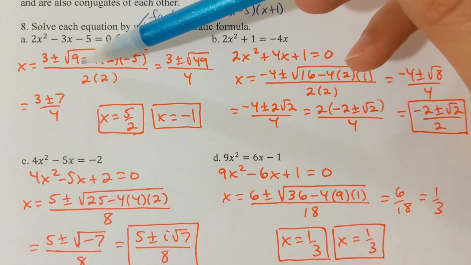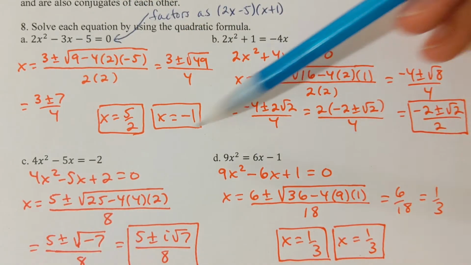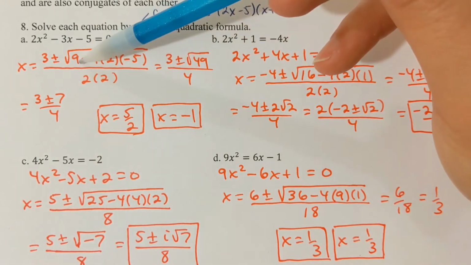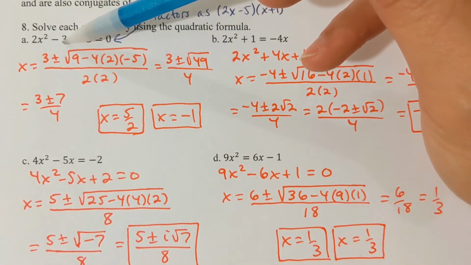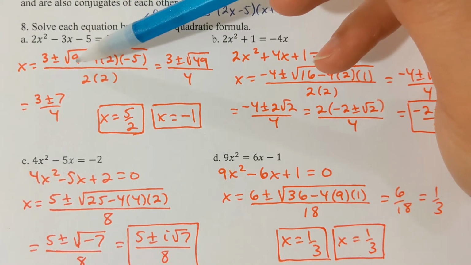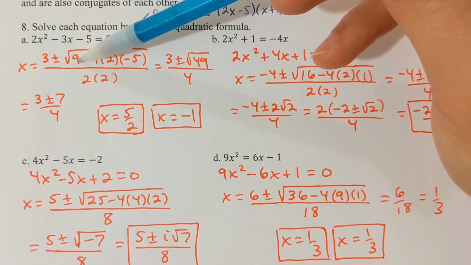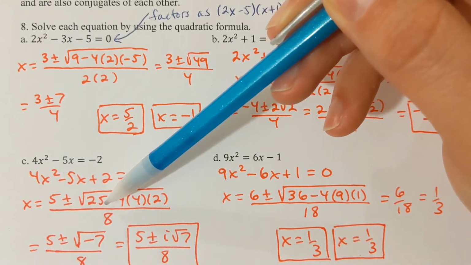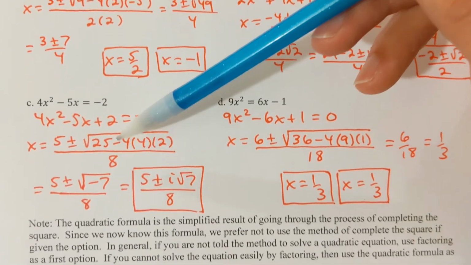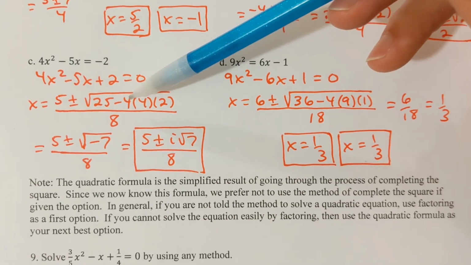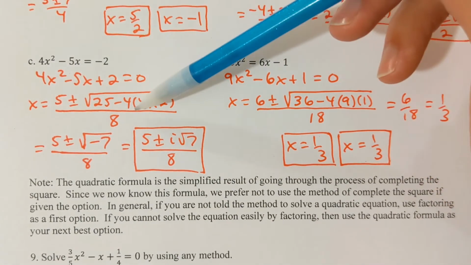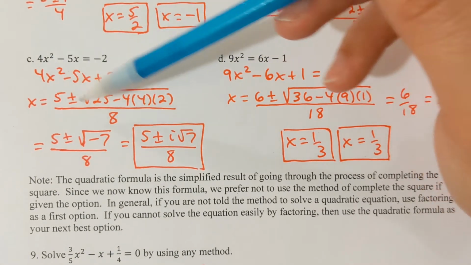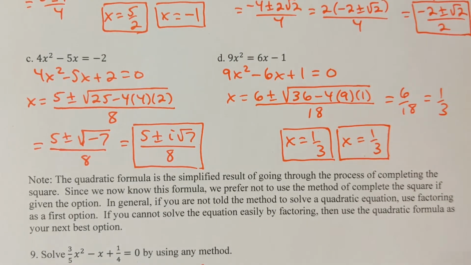Notice how B squared will always be a positive. I will see students sometimes make the mistake and have this be a negative because B was a negative. Don't do that. When you square a negative, you get a positive, okay? So that will always happen where this first number here is going to be a positive number for us, okay? Negative 5 squared is 25, and then minus 4 times A is 4, times C is 2, all over 2A, 2 times 4 is 8 in the denominator.